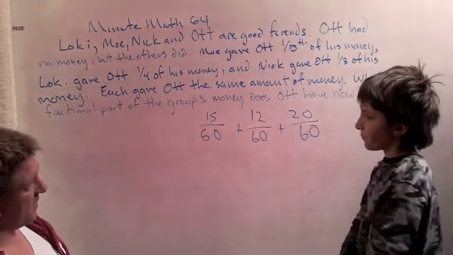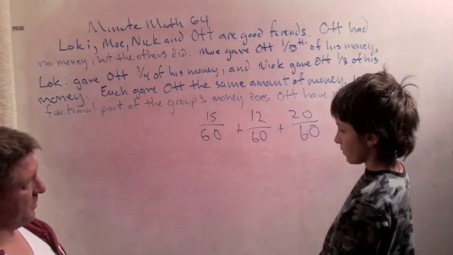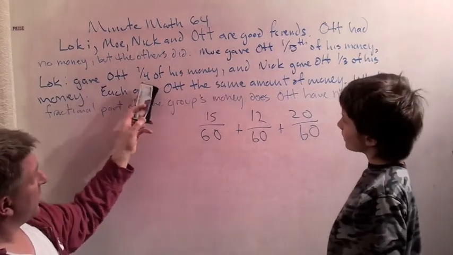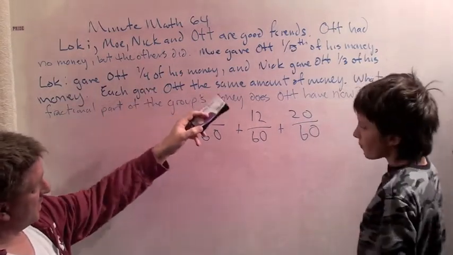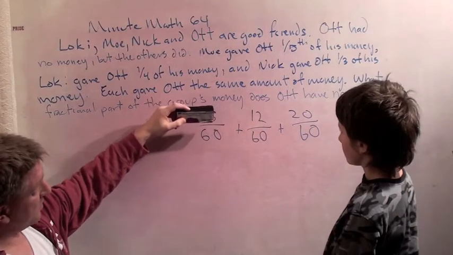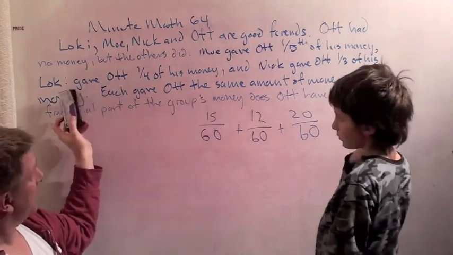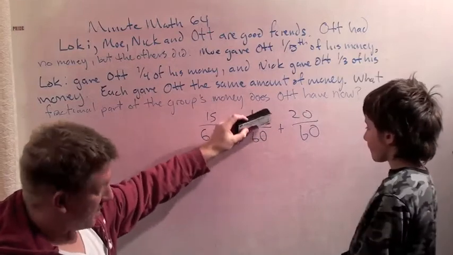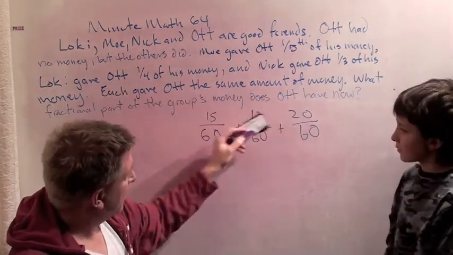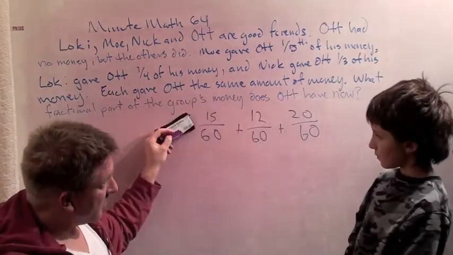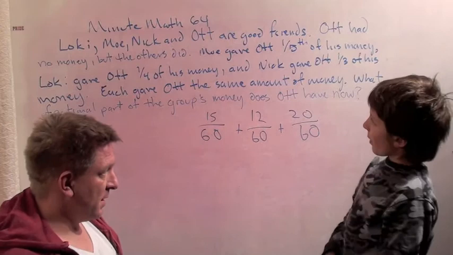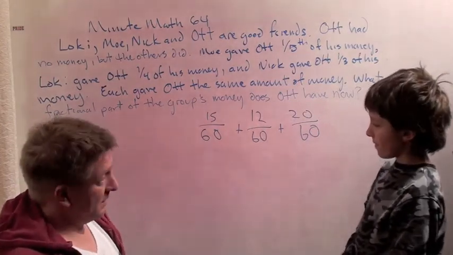Okay, so let's stop here because I think this is going in the wrong direction. Mo gave out 1/5 of his money. Loki gave out 1/4 of his money. And Nick gave out 1/3 of his money. So these fractions are all multiplying some number of how much money each one of these people has. So adding them together isn't going to help. How much money does each of them have? It doesn't say. That's the tricky part about this.